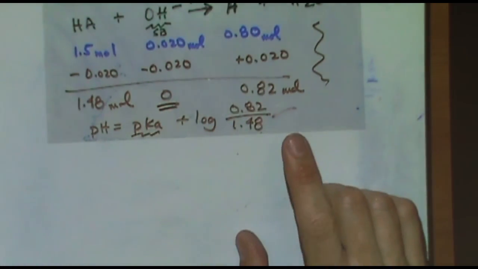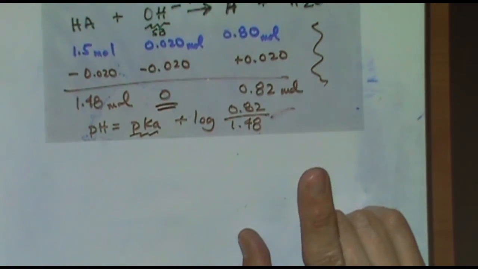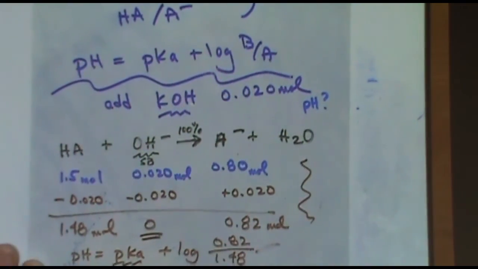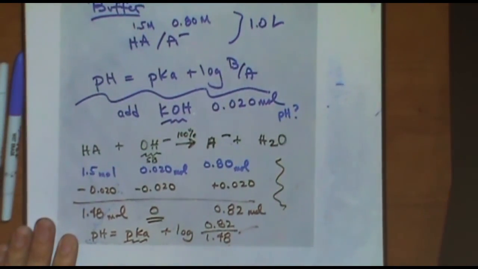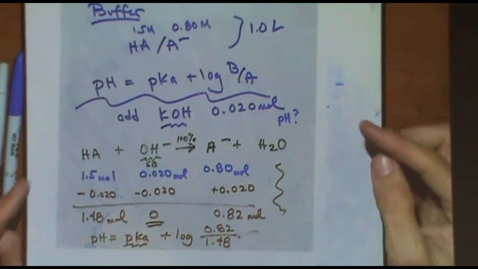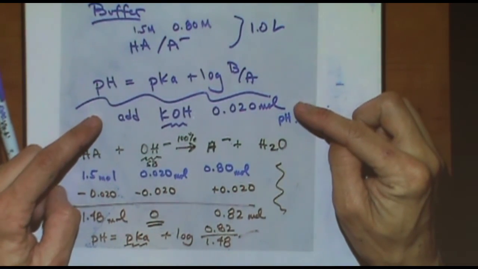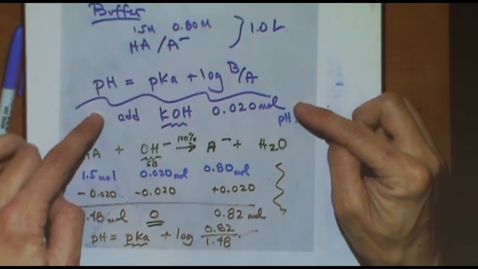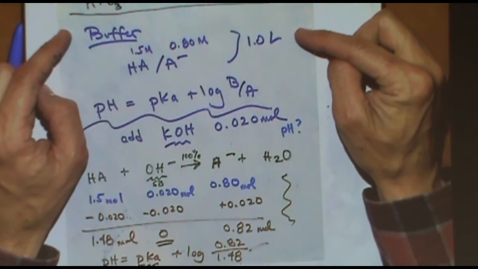Alright. Is this going to change the pH a lot or a little? A little. Is the pH going to go up or down? Up. How did you know? I added a base. It better go up. And I knew it was a little. How did you know it was going to go up a little? Because it's a buffer. The buffers don't change pH very much.